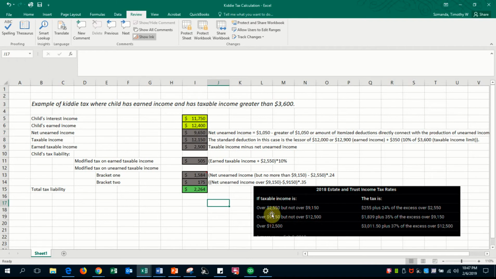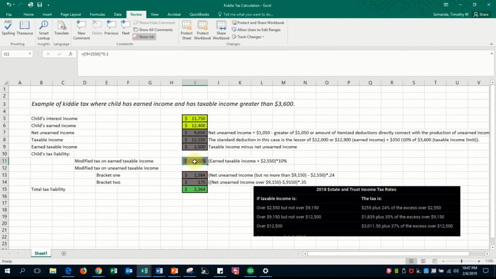So now we'll take the $9,650 and deduct $9,150, which is the bottom end of this range, and multiply that by the 35%. Once we make both of these calculations, we have a tax at the bracket 2 level of $175. We'll add the two together, and that will be the modified tax on the unearned income.